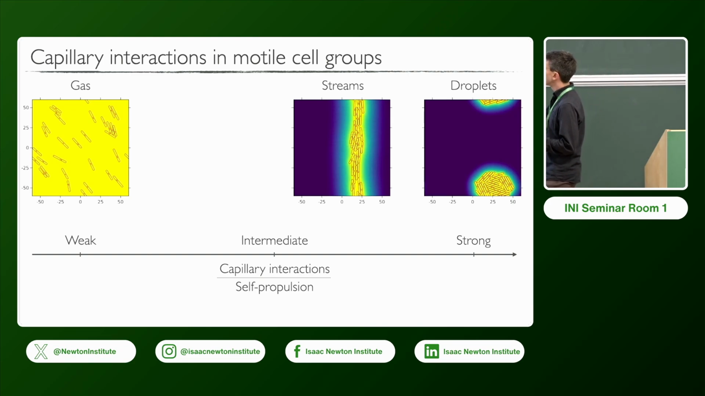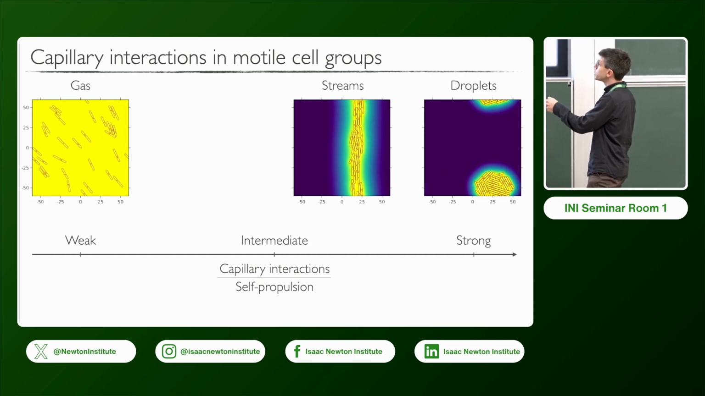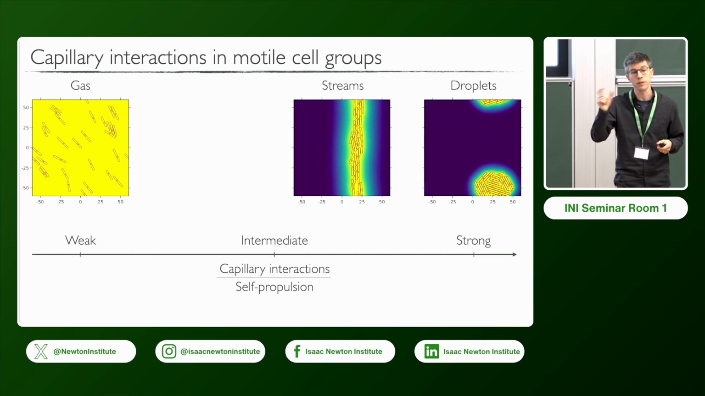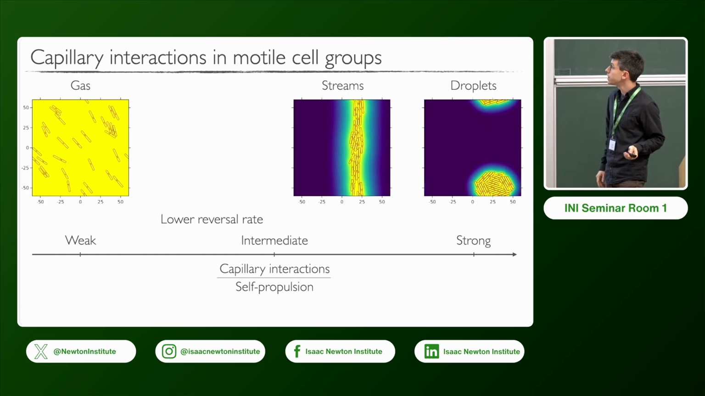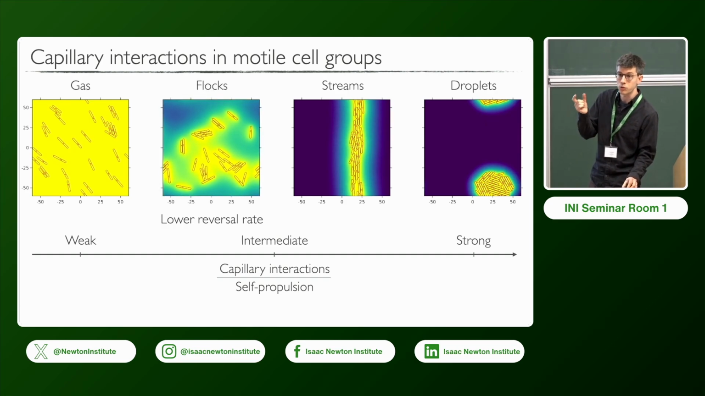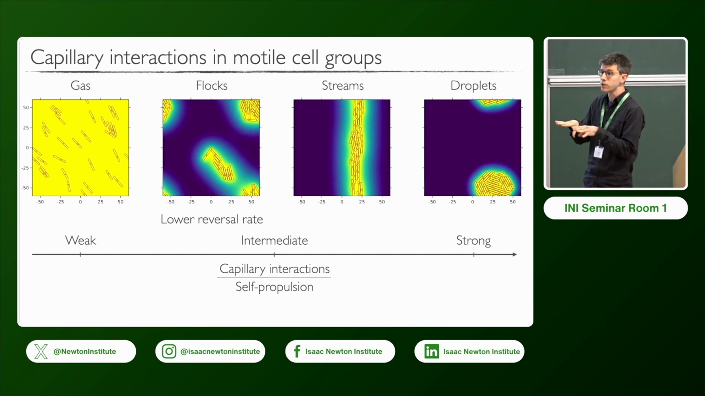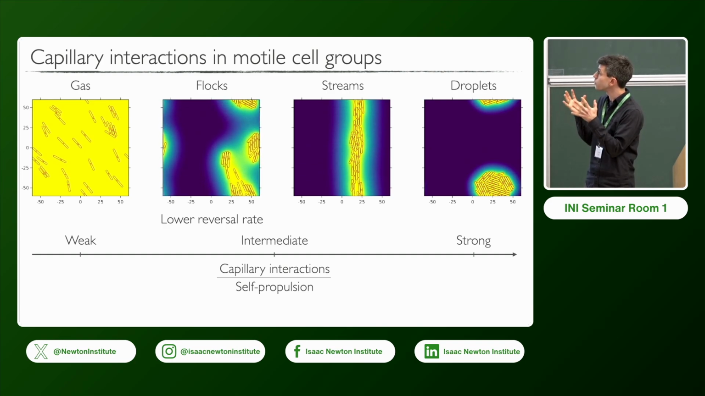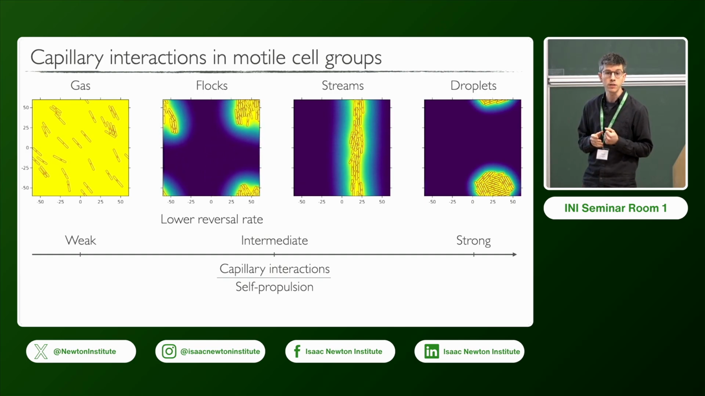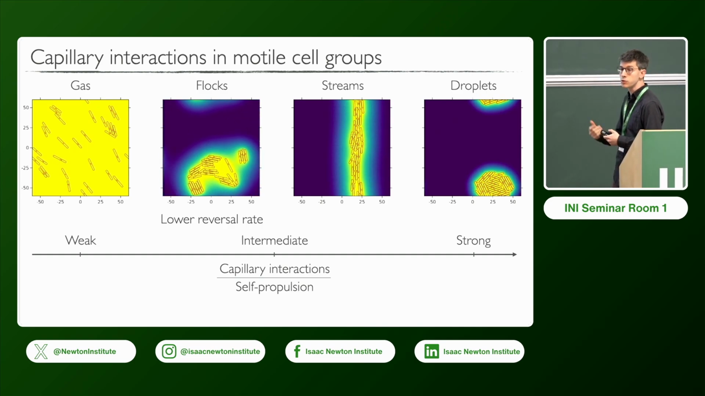All right, and then one more thing that we can do, staying in this same intermediate strength of the capillary forces, is play with the self-propulsion, with the reversal frequency, and tune it down. If we have a very low reversal rate, then what we see is little flocks, little polar clusters of cells that are very persistent and just keep moving. They can meet another cluster, but because the self-propulsion forces are strong enough, they can overcome the capillary forces and just move past it. And this is also what we roughly see in experiments when we have mutants that do not reverse as often.